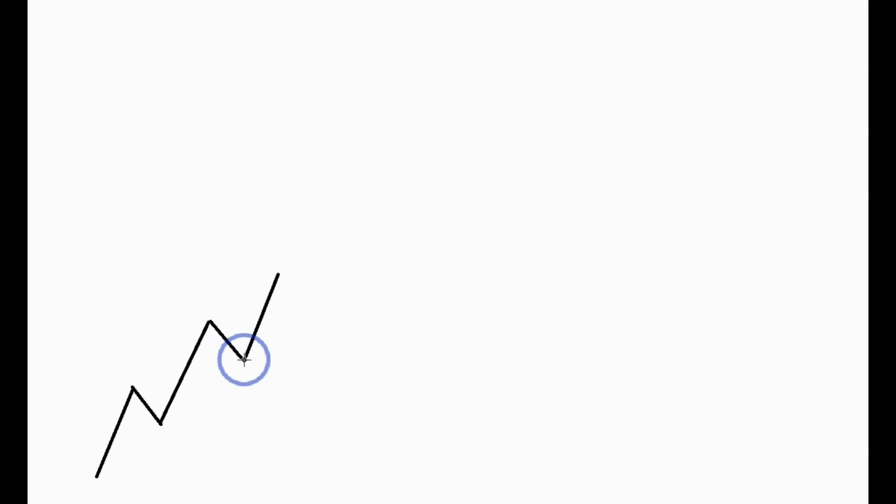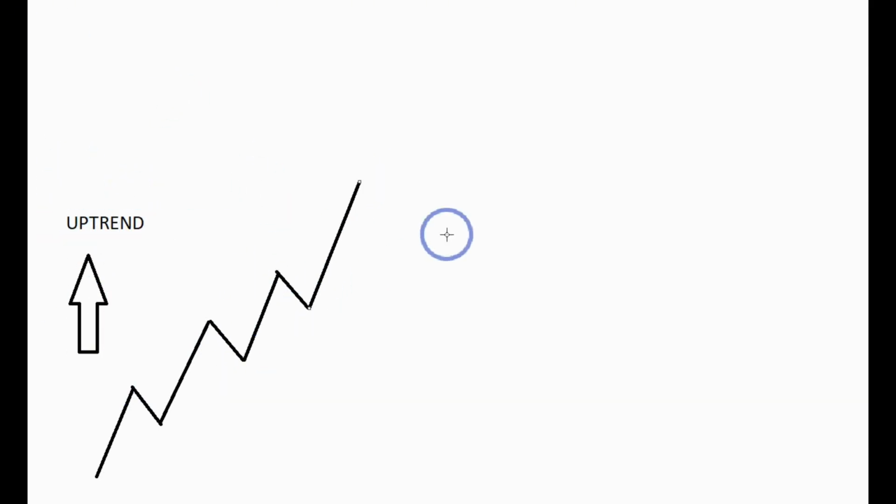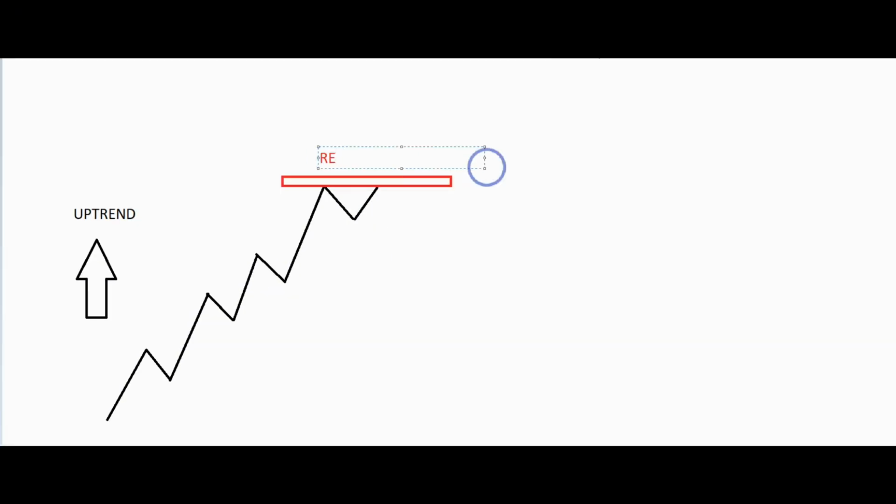In an uptrend, as you can see, when the price reaches a resistance level, we witness a decrease in the strength of the trend. The necessary and sufficient condition in this case is the weakening of the trend.